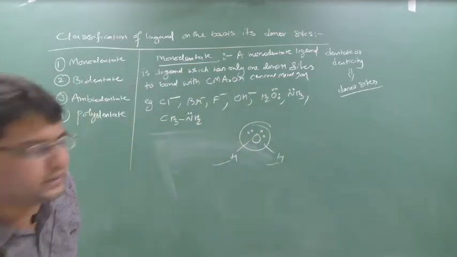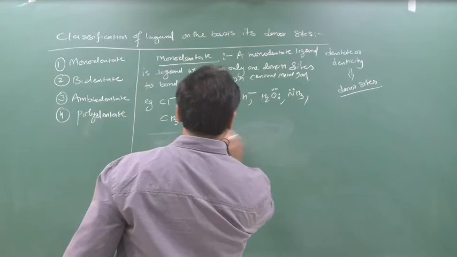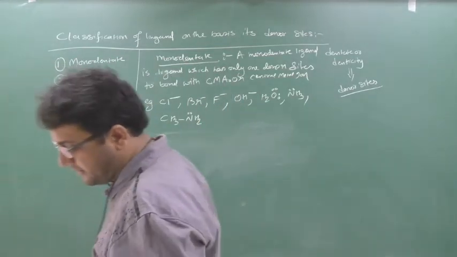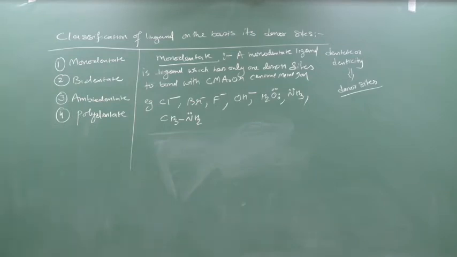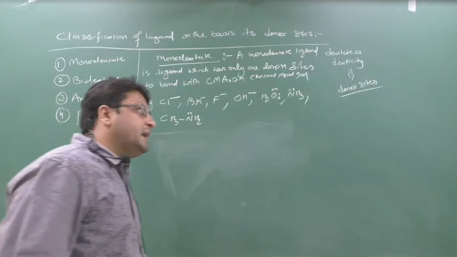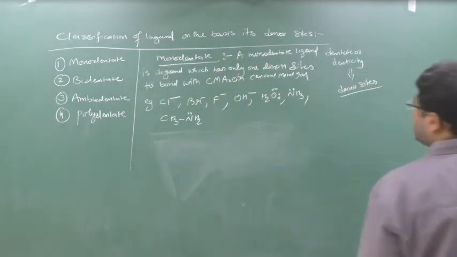So it is a monodentate. Clear? Similar, this amine, methylamine. So these are certain examples of monodentate ligand. Write down this. Clear? So what do you mean by monodentate ligand? A monodentate ligand is a ligand which has only one donor site.